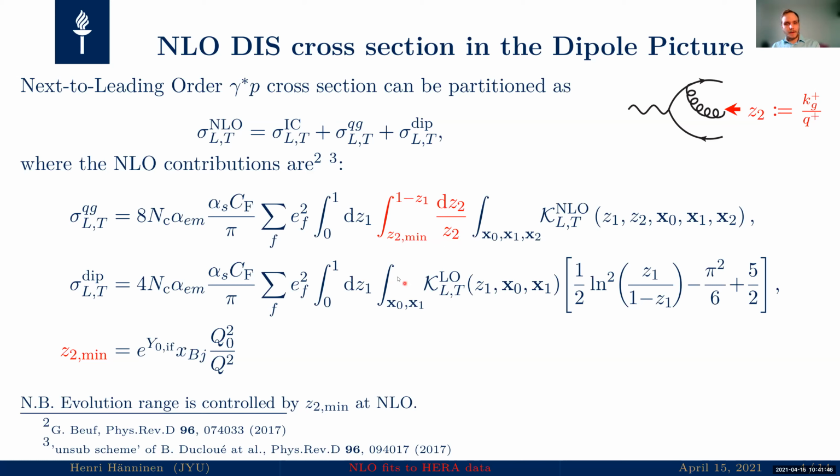And here, the z2 minimum is important at NLO since the evolution range is controlled by this at NLO. So it ties into the factorization scheme that needs to be used to resum the large logarithm that arises from the soft gluons back into the BK evolution. And so this is an important feature at NLO to get a controlled perturbative expansion. And then the dipole contribution has leading order kinematics with two scattering particles with a correction from the loop integrals.